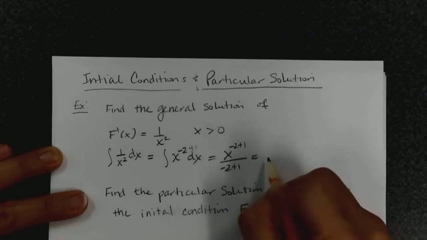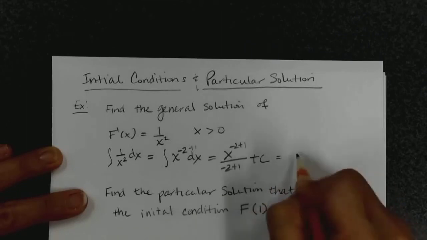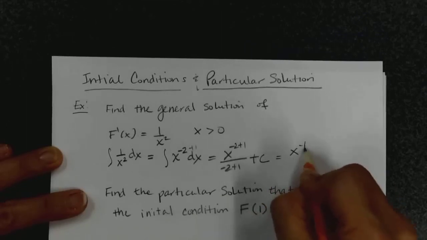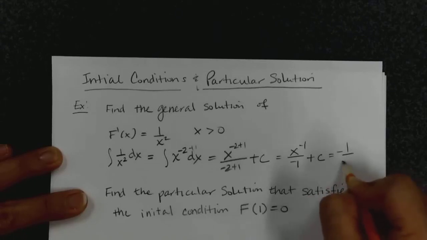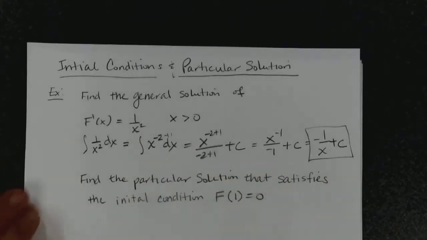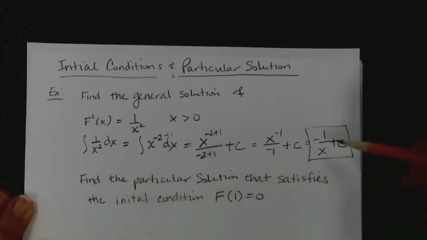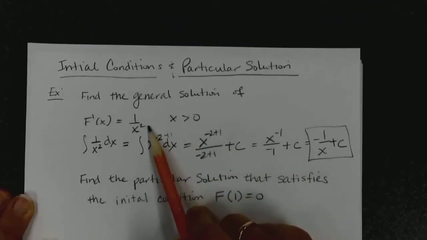So this becomes x to the negative 1 over negative 1, plus c, which is then negative 1 over x plus c. So this is the general solution to this function. So this is the integral or antiderivative of 1 over x squared.